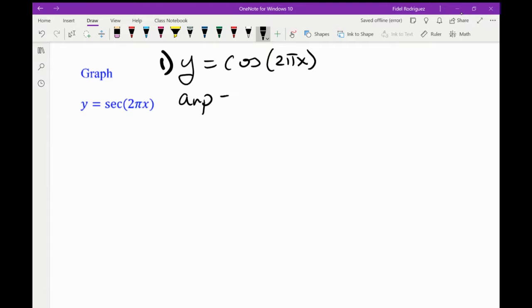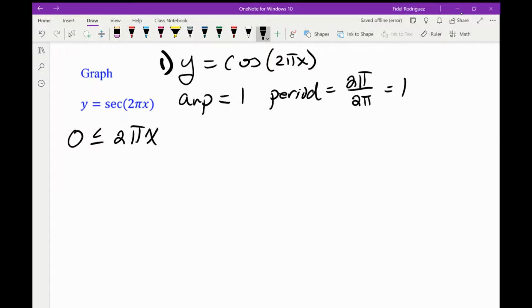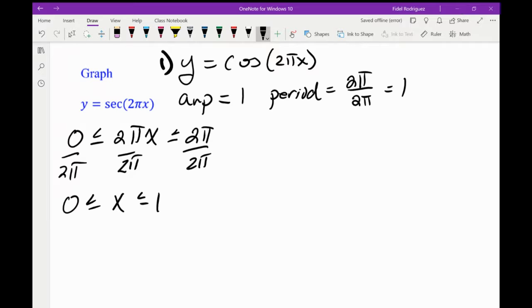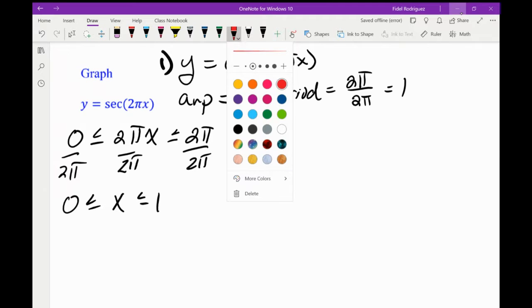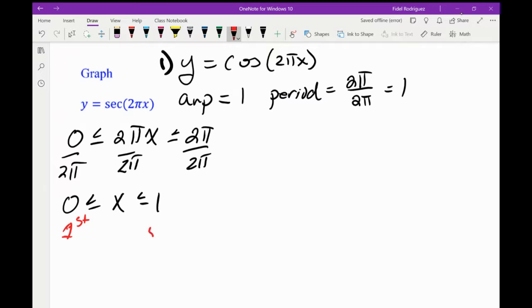Okay, anybody know what the amplitude is here? Okay, let's find our period. So to find the period, we're going to take 2 pi, and we're going to divide it by what? 2 pi. So that's just going to give me 1. Okay. And then we're going to do this piece here. And since we want to solve for x, we're going to get rid of the 2 pi by dividing by 2 pi all the way across. So 0 less than or equal to x less than or equal to 1. Okay, so remember, this is now my first and my fifth.